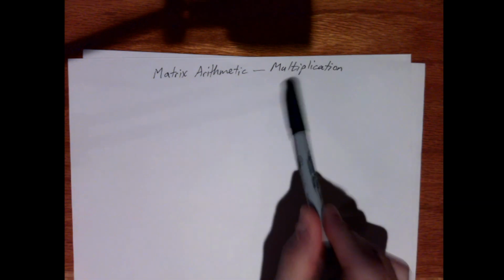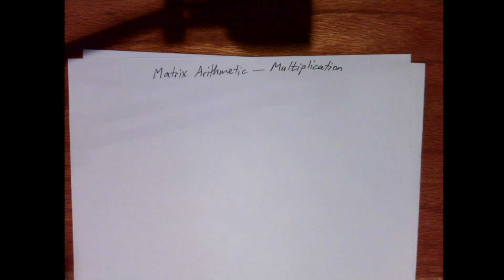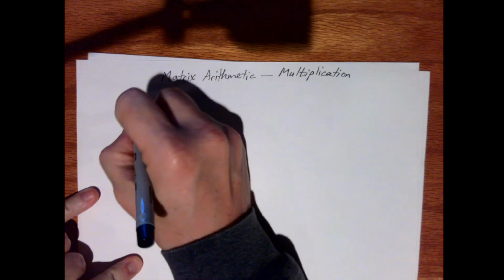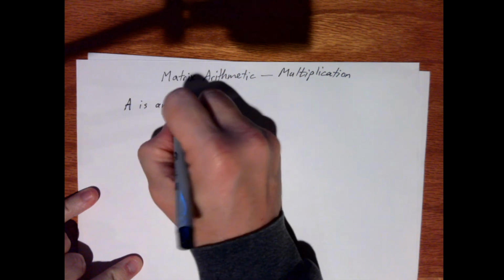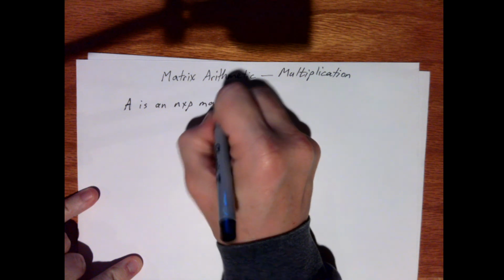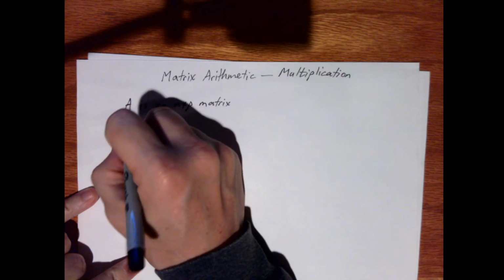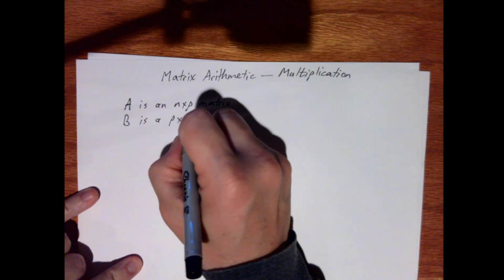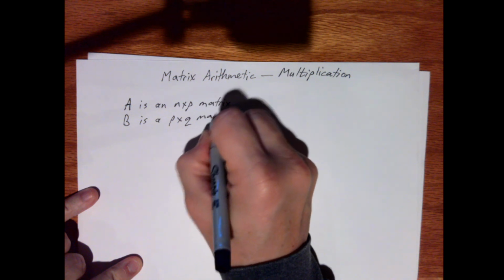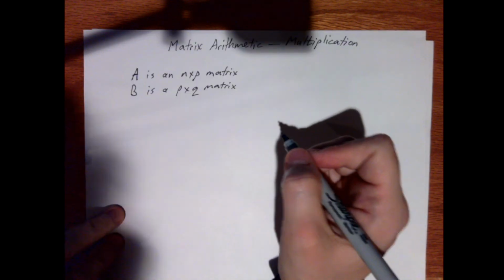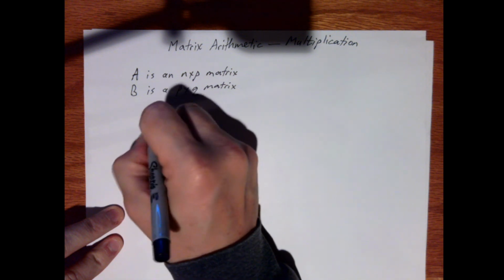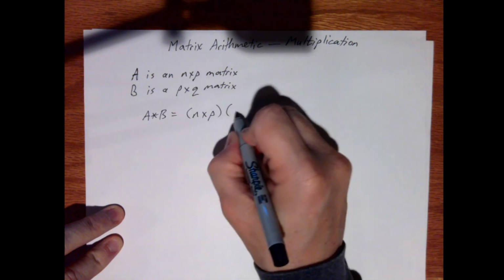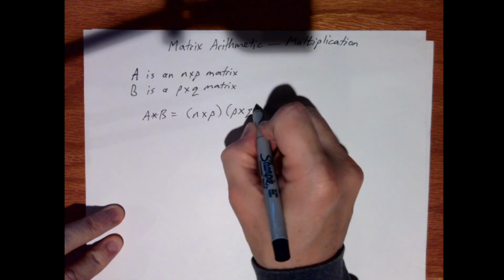Now we're going to talk about how to perform multiplication of matrices. So let's start with this. Let's say A is an n by p matrix and B is a p by q matrix. All right? So if we're performing A times B, what we have here is an n by p times a p by q matrix.